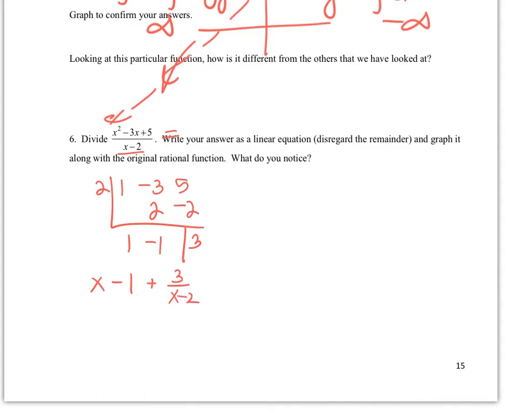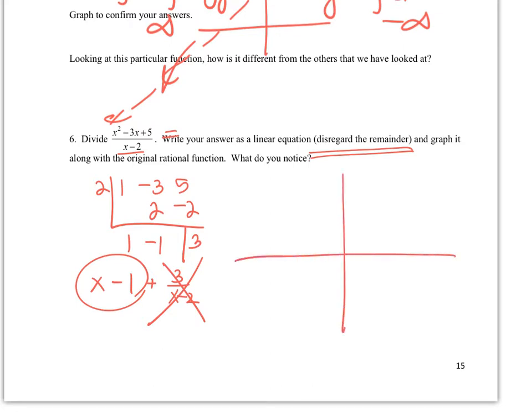But notice what it said, disregard the remainder. This actually is our slant asymptote of our graph. So if you look at your graph on your graphing calculator, the slant asymptote is this line right here, okay? They're not values on your graph. Again, slant asymptotes and horizontal asymptotes tell you what's happening at the ends, as x goes to infinity, as x goes to negative infinity.